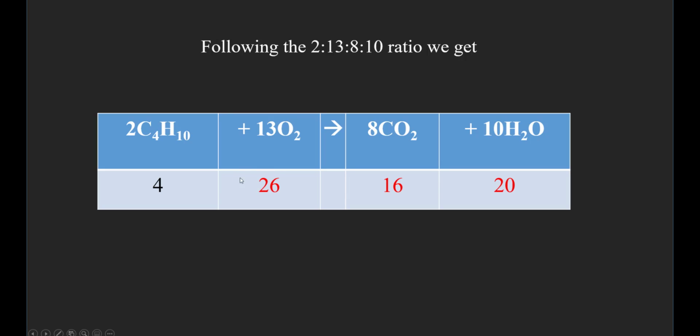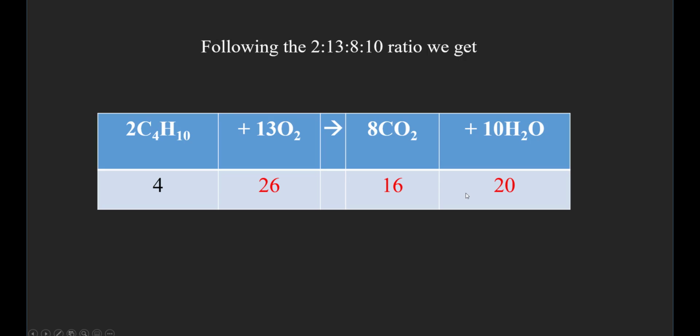But let's look to see how you got the 26. Well, 26 is 13 halves of 4. You need 13 for every 2. So that would give you the 26. How would you get the 16? It's 4 times as big. You can see that the ratio of 8 to 2 is 4 to 1. So you multiply 4 by 4 to get the 16. And 10 to 2 is the same as 5 times as many waters compared to the butane. So you multiply that 4 by 5 to get 20.